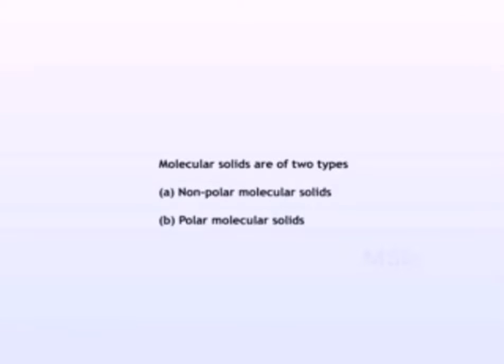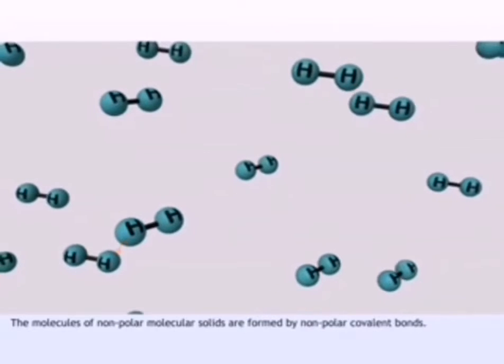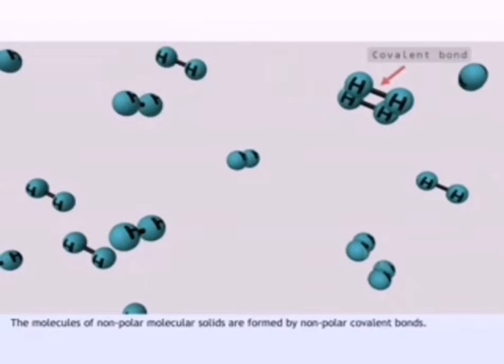Formation of crystalline solids, molecular solids. As the name suggests, the constituents of molecular solids are molecules. They are of different types. Non-polar molecular solids. The molecules of non-polar molecular solids are formed by non-polar covalent bonds.